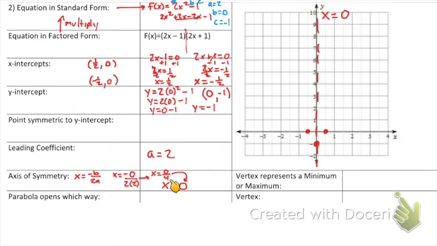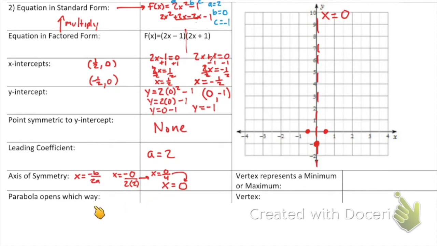Okay? Now, since I know the axis of symmetry, does my y-intercept have a point symmetric to it? Here's my y-intercept. Is there another point that crosses or reflects over the axis of symmetry? Kind of like how this reflects over this. It's a copy. Can I copy this over the axis of symmetry? The answer is no, because it is on the axis of symmetry. So there is none here. There's no point to reflect because my y-intercept is on the axis of symmetry.